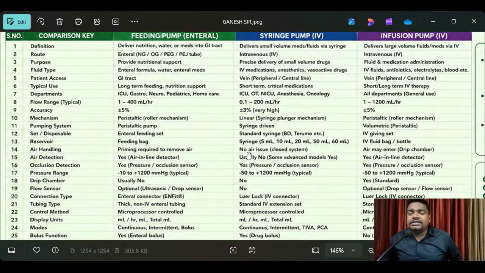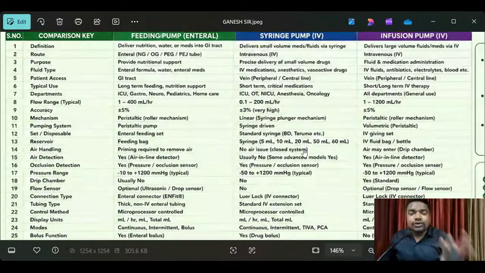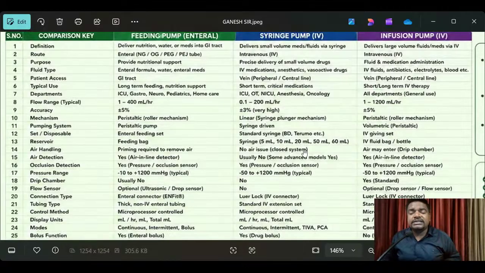When it comes to the syringe pump, see here, no air issues, closed system. Fantastic. Okay, air leaking problem. Why? Because we are using a syringe, so the plunger will be there and the syringe will be there. Complete electronic components are available inside. So you should be capable of repairing the equipment. You should know how to do calibrations, how to do repairs, and how to open the equipment. For that purpose, I will give another session. Here only comparison. Okay, syringe pump.